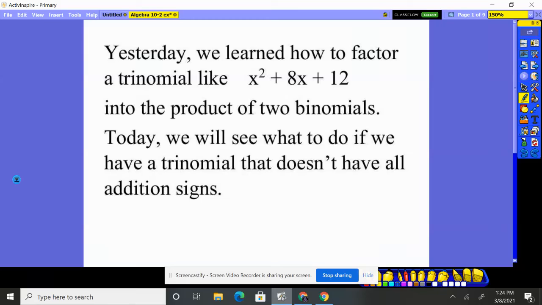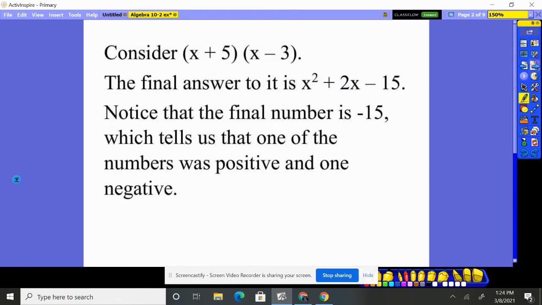All right, so yesterday we learned how to factor a trinomial like x squared plus 8x plus 12 into the product of two binomials. Today we'll see what to do if we have a trinomial that doesn't have all addition signs. Yesterday we were doing all adding. That made life a little easier.